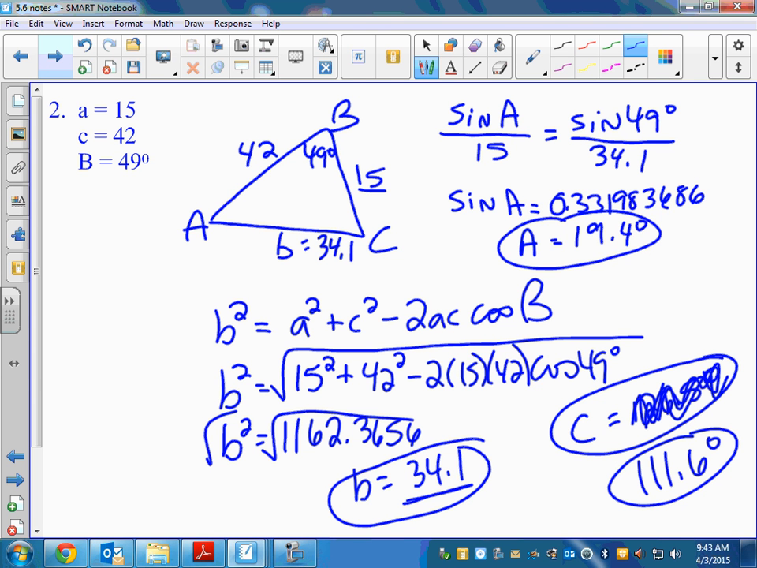What else is in this section? Some story problems. Also some area formulas. I know what the area of a triangle is.